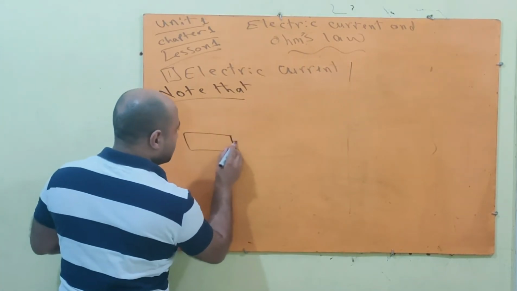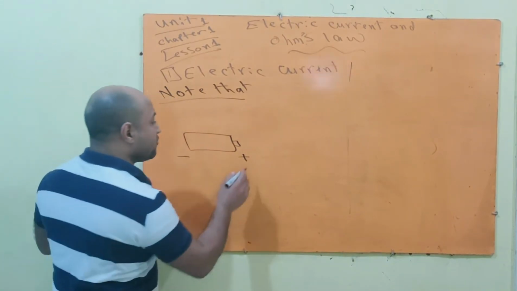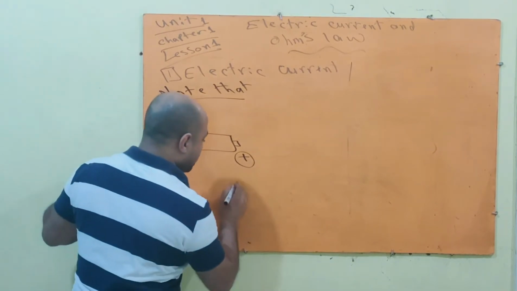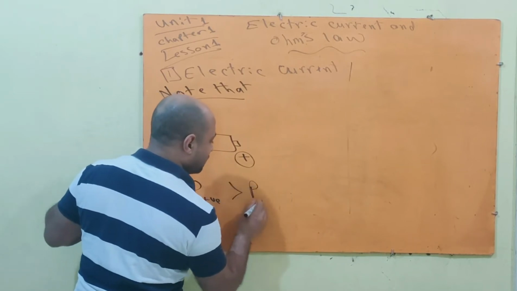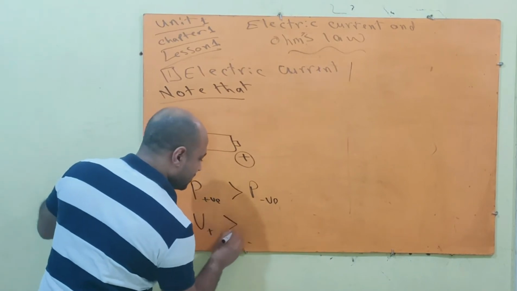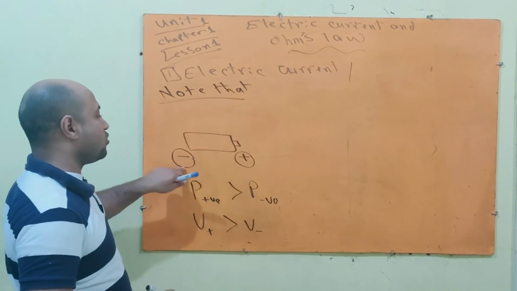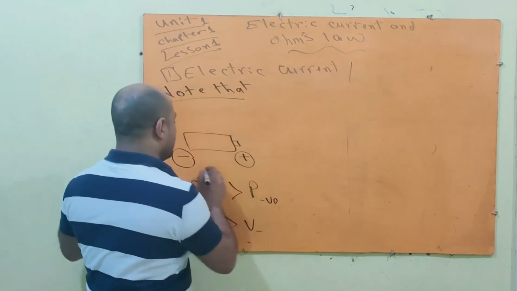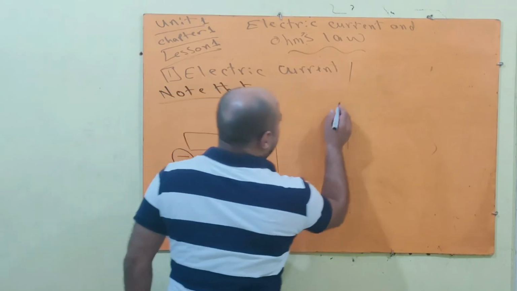if you have a battery, positive pole and negative pole, you should learn that the potential of positive pole is always greater than negative pole. Potential of positive pole greater than potential of negative pole. Or we can say V positive is greater than V negative. So the potential at positive pole is higher than the potential at negative pole. You should note that in the electric circuit.